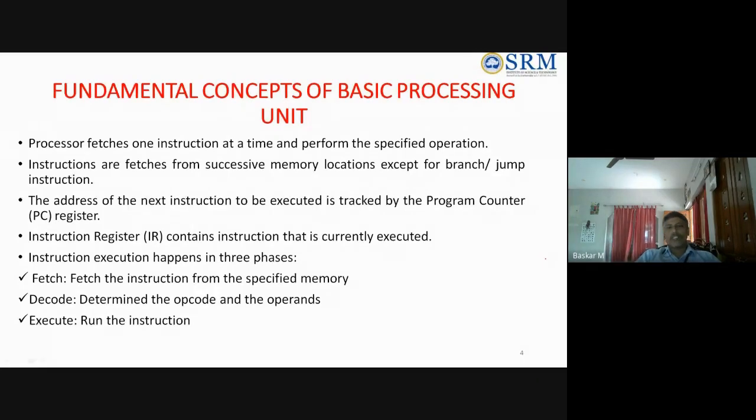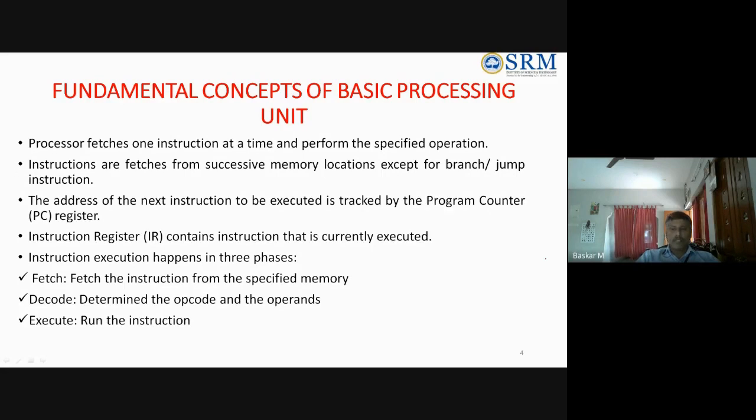The address of the next instruction to be executed is tracked by the program counter, so that whatever address is available in the program counter, the instruction at that address is going to be executed by the processor next. Once the current instruction is executed, whatever address is pointed to by the program counter is going to be loaded for fetching into the instruction register. The instruction register is a special register we already discussed. The current instruction that is going to be executed by the processor is available in the instruction register.